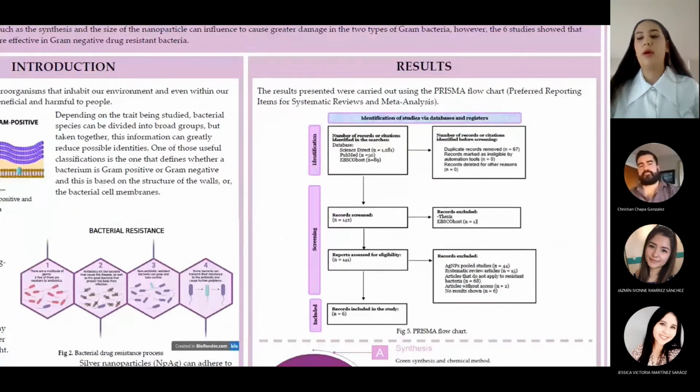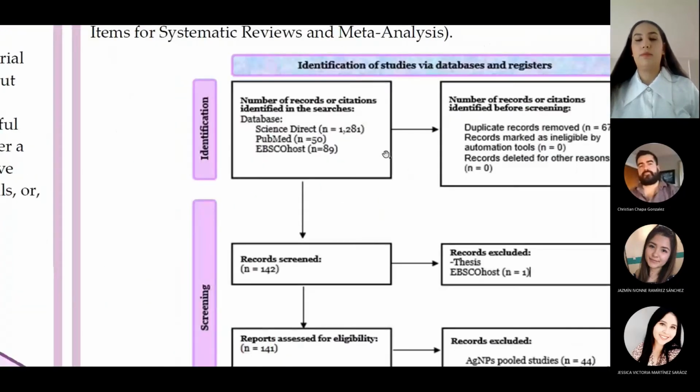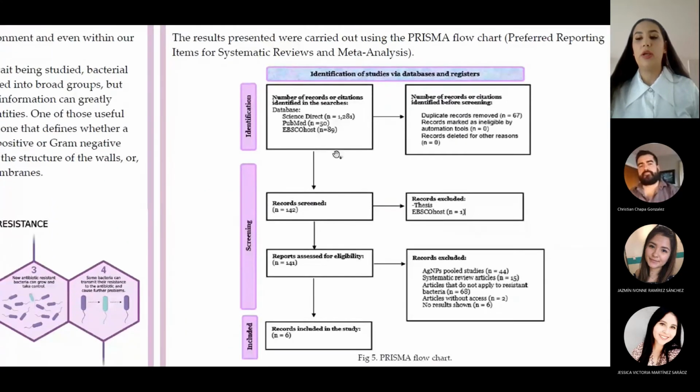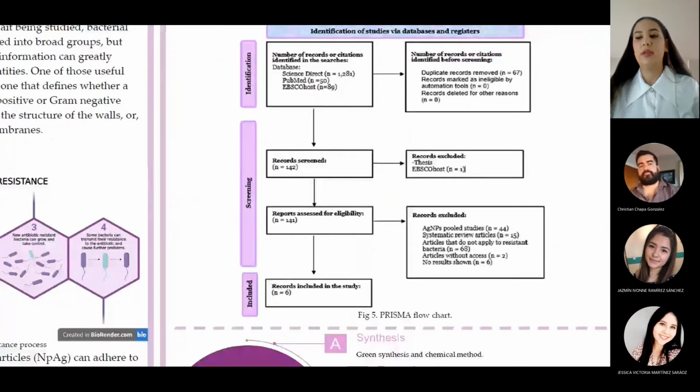Through the PRISMA diagram, the number of records in the searches were identified. From the ScienceDirect database it was 1,281 articles. From PubMed it was 50, and from EBSCOhost. Of all these records, only 6 were included in the study that meet all the requirements.